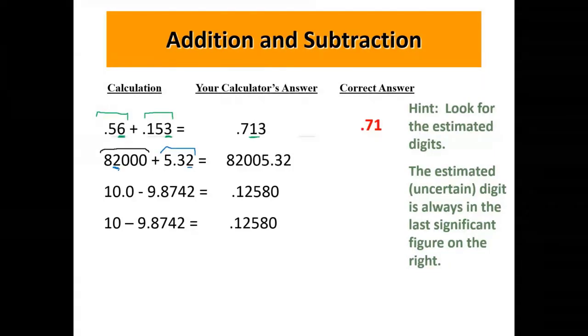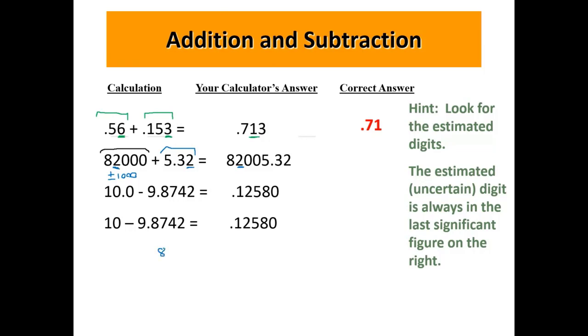The hundredths place. Oh no, thousands. If that last significant figure in 82,000 is in the thousands place, that means this is plus or minus 1,000. That's a huge uncertainty, much bigger than 1/100. So if I compare these two uncertainties, the first one has the larger uncertainty, so my answer has to stop in the place value of that uncertainty. It has to stop here.